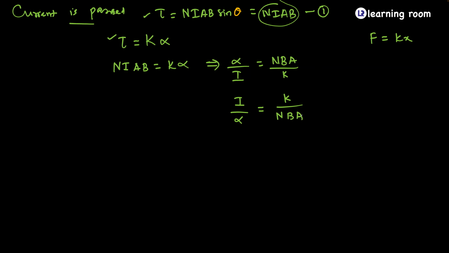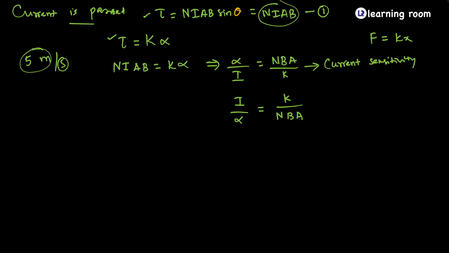This value of alpha by I is called current sensitivity. It's called current sensitivity because it's a sensitive device. So what is the meaning of it? Observe, I'll just give you a relevance. If I say that the speed of the object is 5 meters per second, what is the meaning of it? In each second, the object has covered a distance of 5 meters.